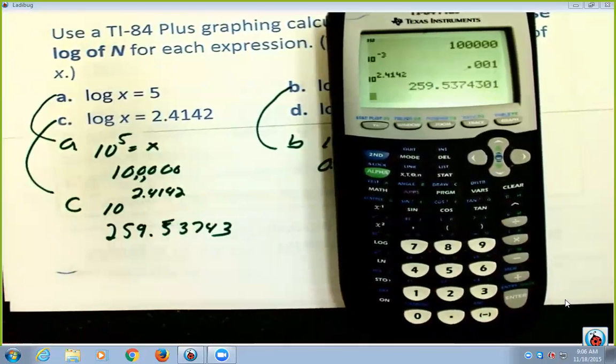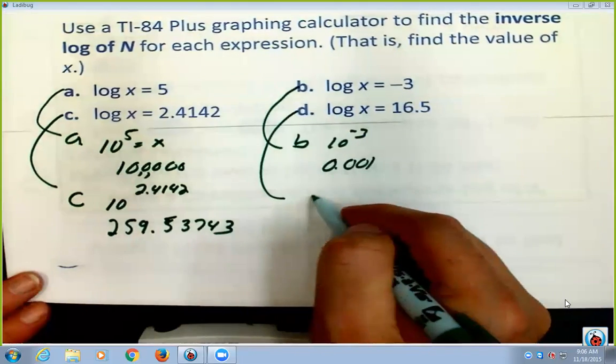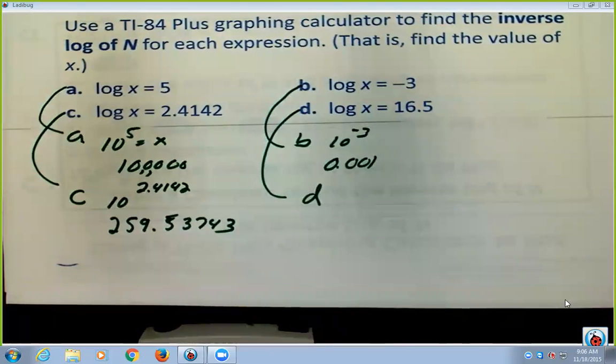Okay, you think you got this? Okay, what's the last one? D. What's the answer to D?